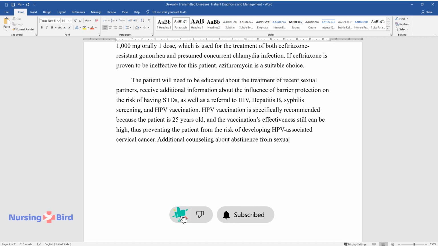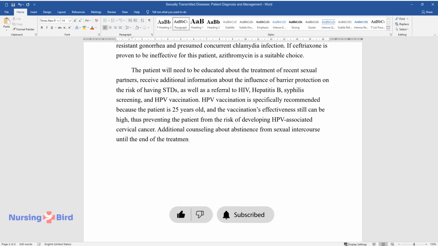Additional counseling about abstinence from sexual intercourse until the end of the treatment is needed too.